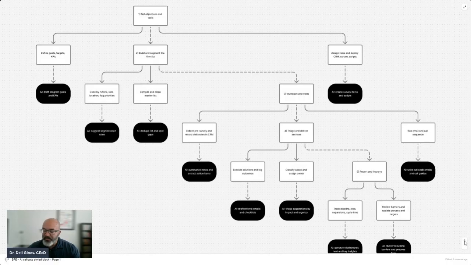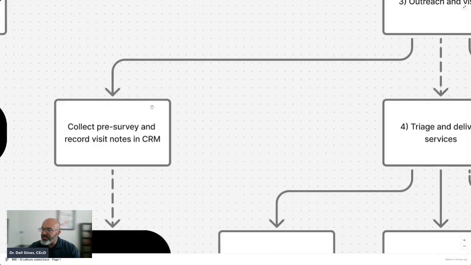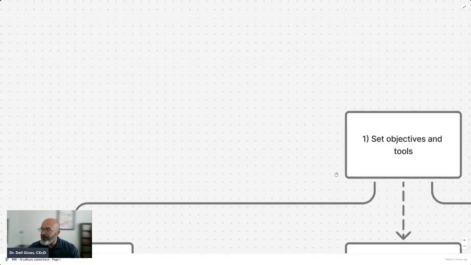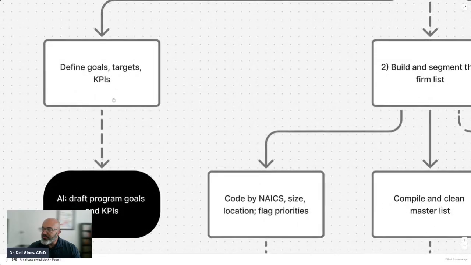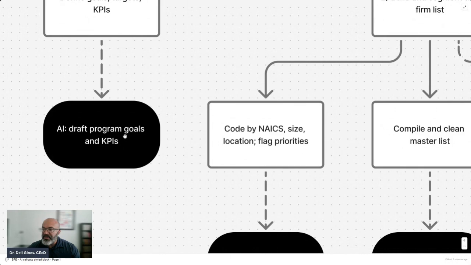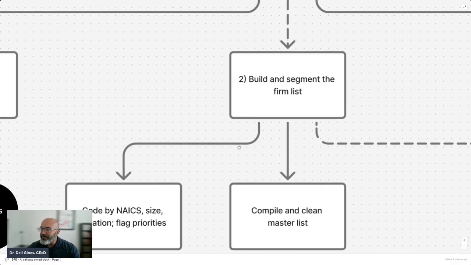So let's pop it up and show, for example, where AI can enhance the productivity of what we're doing. Let's go to that same one, set objectives and tools, and let's go to define goals, targets, and KPIs. Artificial intelligence can draft program goals and KPIs. Let's say you have some historical goals that you want to use as a baseline. You can drop it into the artificial intelligence tool and let it give you some ideas on what the KPIs could be. It could help you structure them, shape them, relanguage them, all of those different types of things.